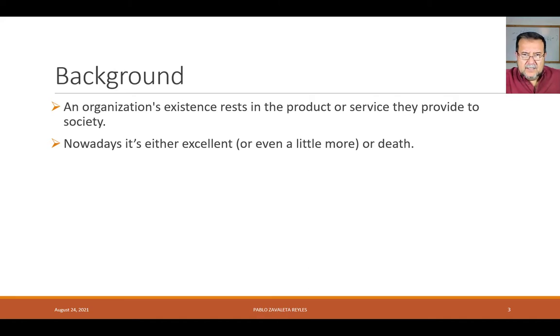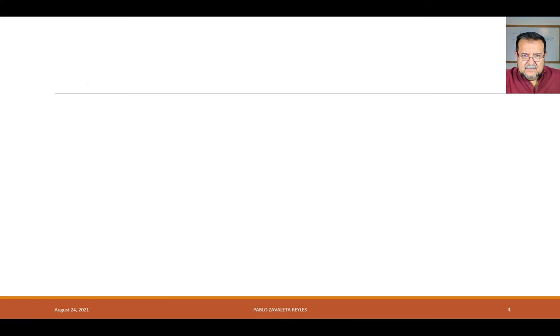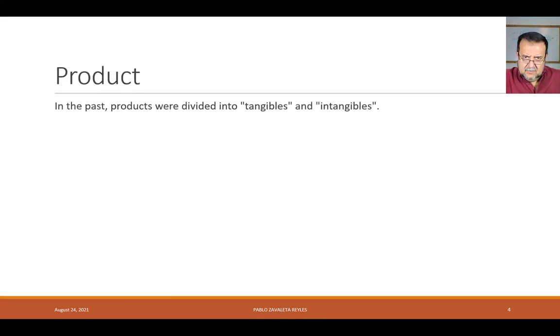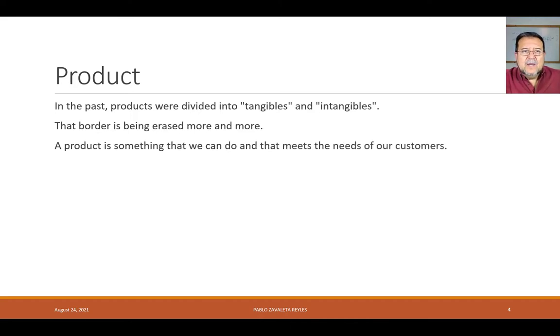We are not competing against your neighbor. You're competing against the world. And the world is not settling for anything less than excellence. So, what is a product? We have discussed previously that the border between tangible and intangible products is being erased. So now we need a definition of product. We will define it as something that we can do and that meets the needs of our customers.